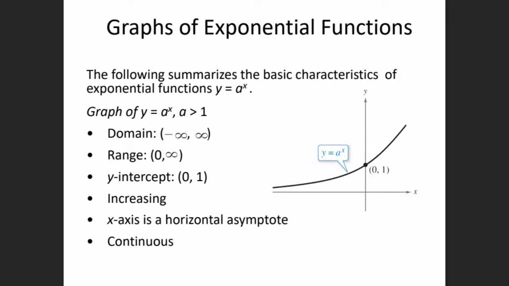Again, the graph is increasing if a is greater than 1, and the x-axis is a horizontal asymptote. We don't see it here, but we represent it as a dashed line. The x-axis is our horizontal asymptote. Again, this graph and function is continuous.